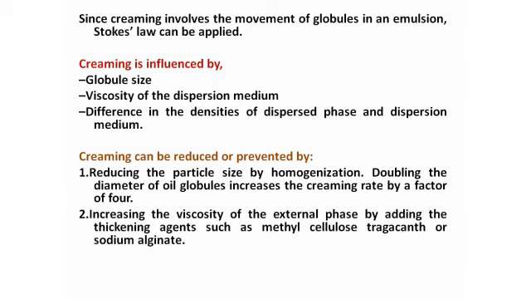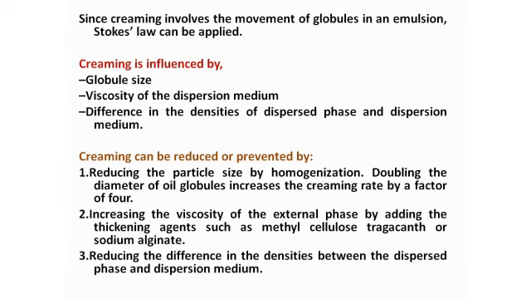The next thing is increasing the viscosity of the external phase by adding thickening agents such as methyl cellulose, tragacanth and sodium alginate. If we increase the viscosity, then also the creaming will come down. And another way is reducing the difference in the density between the dispersed phase and the dispersion medium.